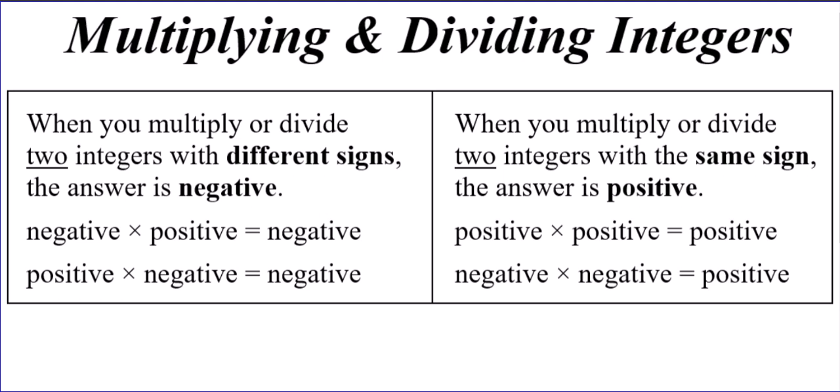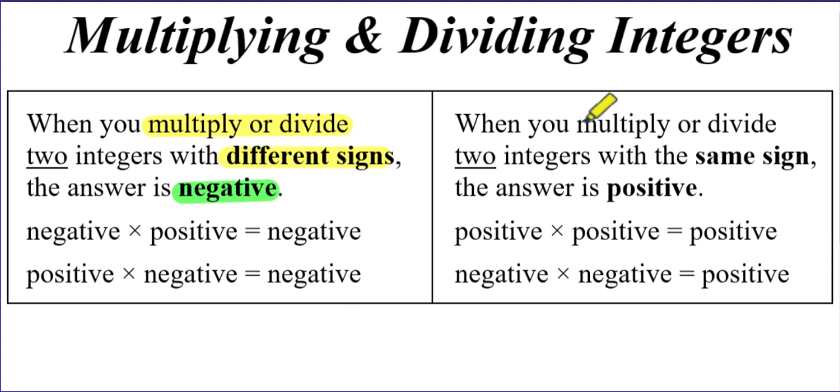I think you're going to find these rules to be a lot simpler than adding or subtracting positive and negative integers. When you multiply or divide, yes, these rules work for multiplication and division, exact same rules. When you multiply or divide two integers with different signs, meaning one of them is negative and the other is positive, and it doesn't matter which order, the answer will be negative. It does not matter who has the bigger absolute value.